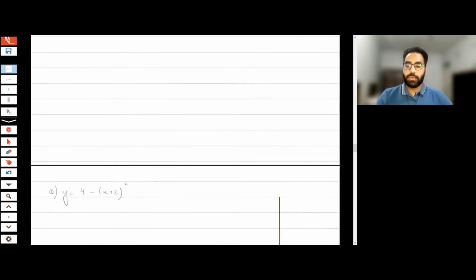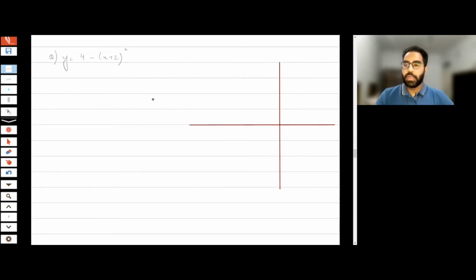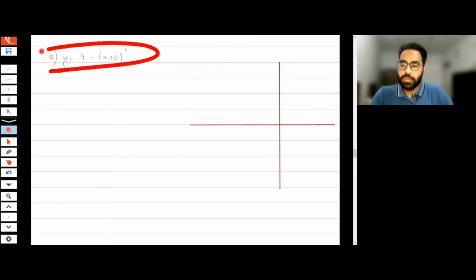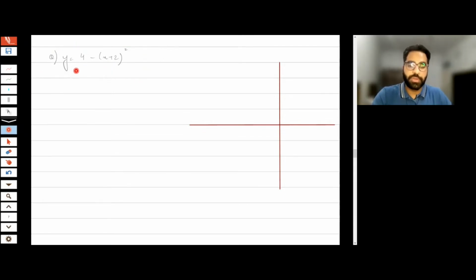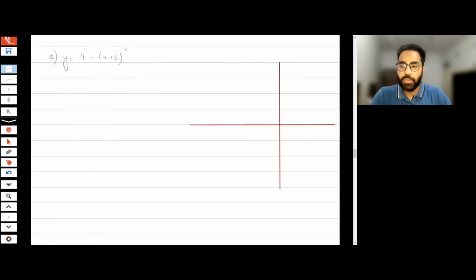Now let's look at another question. Again, this equation over here is in the completed square form. To sketch a curve, whenever we have a quadratic equation in the completed square form, you need to find 4 things. One is the turning point. The other one is the y-intercept, then the x-intercept, and the last one is the shape.